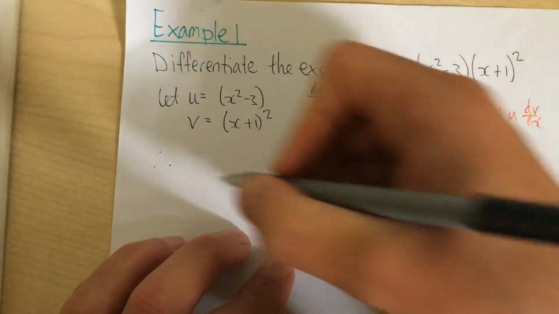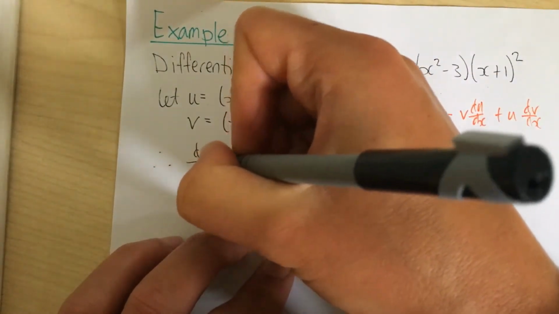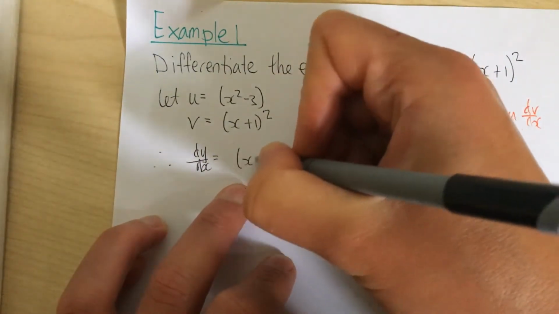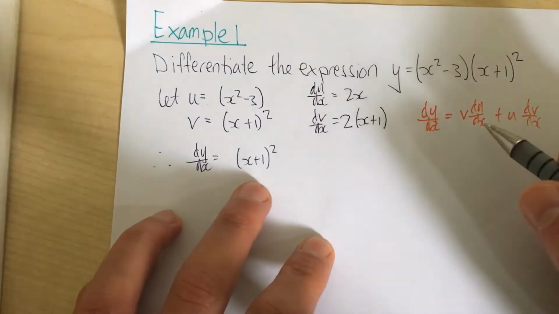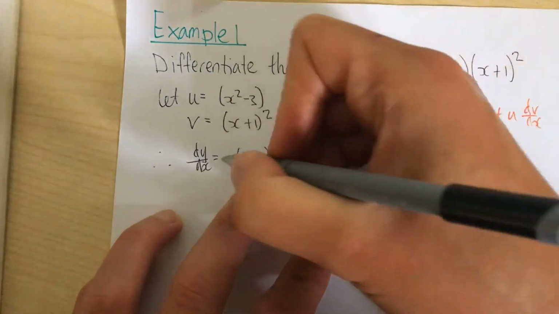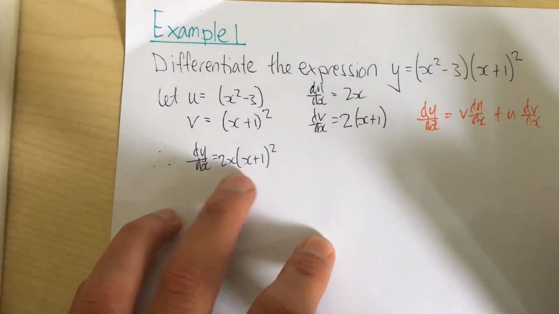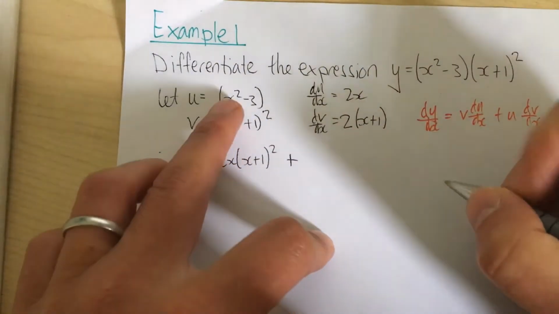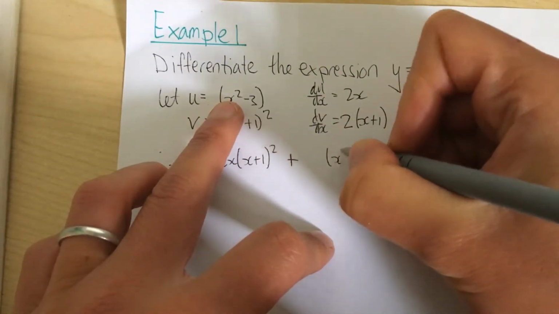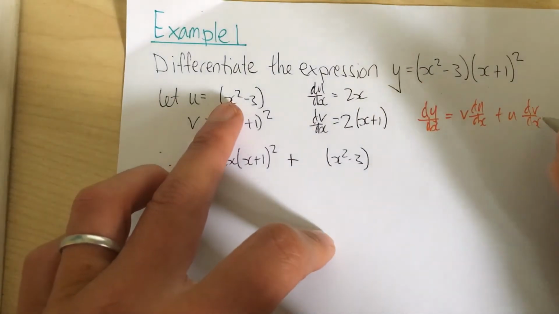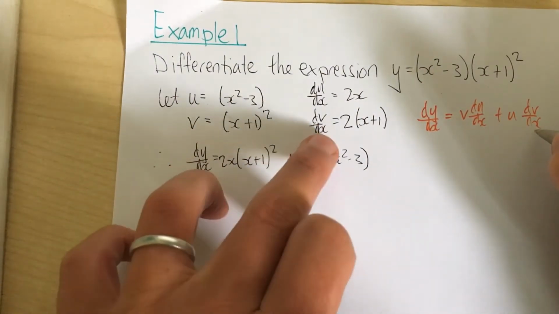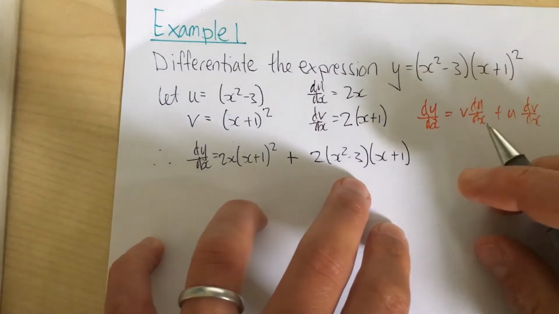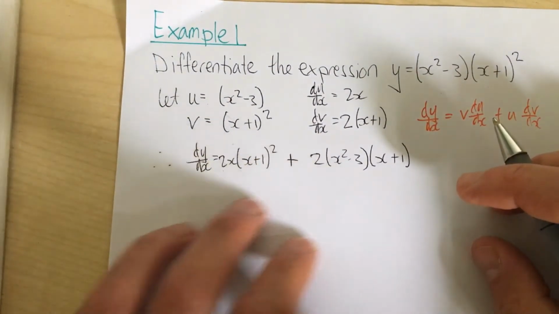Therefore, we can say that dy by dx, using this here, equals v, that's x plus 1 all squared, times du by dx, which is 2x. I'm going to squeeze that in the front there to make it look a bit nicer, plus u, x squared minus 3, times dv by dx, which is 2 times x plus 1. Now I'm just going to tidy this up.